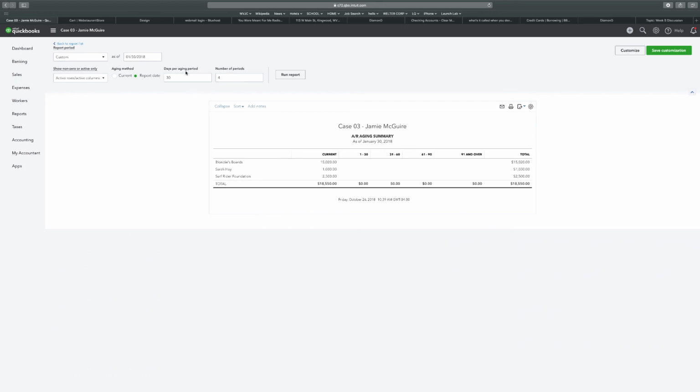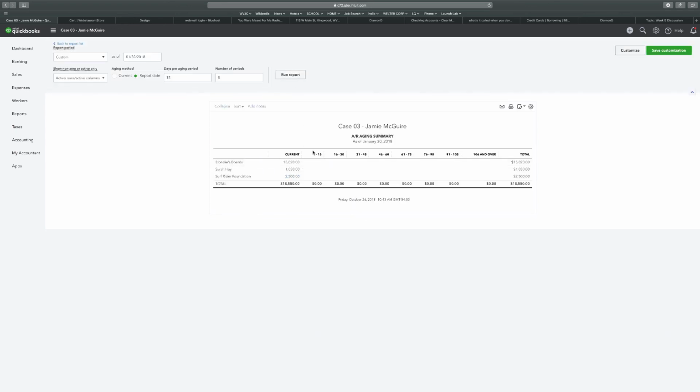Days per aging period, 30 days. So if we want to change these bands, and sometimes you do, because sometimes 90 days is too much, or you can't afford 90 days. Sometimes 90 days isn't enough, depending on the industry you're in. You can say 15-day age bands, and I want 8 of them. Run report. Now you have these.